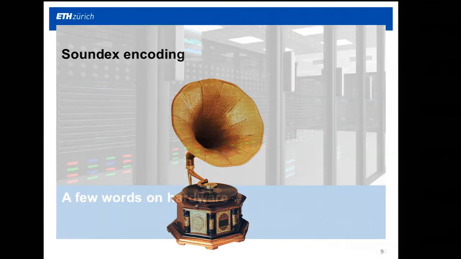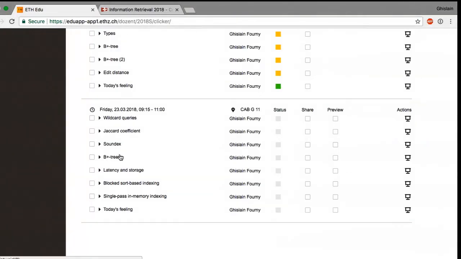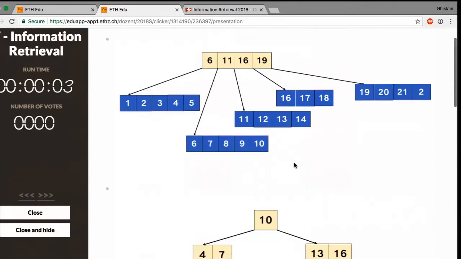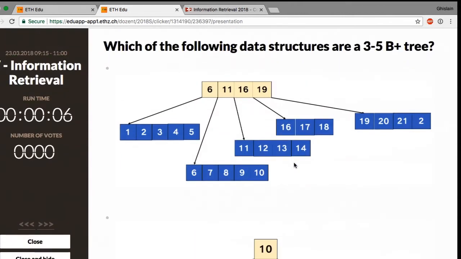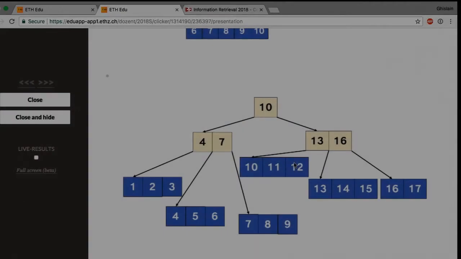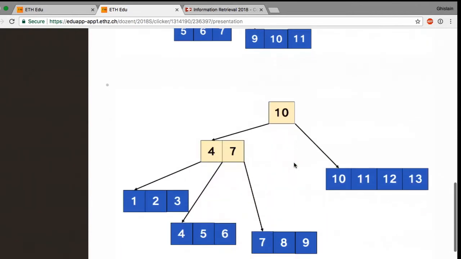Okay. So I have one more question, because I like to test how you are following. About the search structures, we looked into B trees and B plus trees. So I'm giving you a few data structures, four of them, and I'm asking you which ones are 3,5 B plus trees. This is the third one. The fourth one.